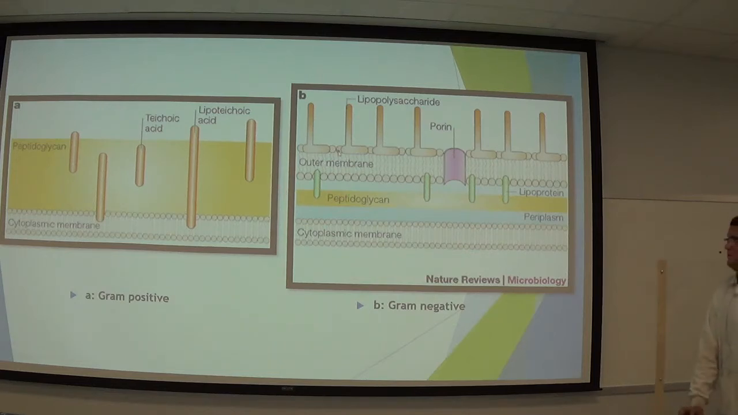Well, actually, another way we're able to tell between the two is we're going to be using a counter stain, which is specific for gram-negative bacteria. So we're going to be using two stains today. That second stain is called safranin.